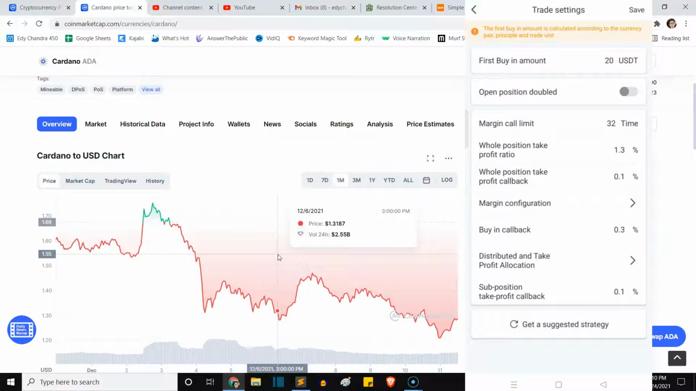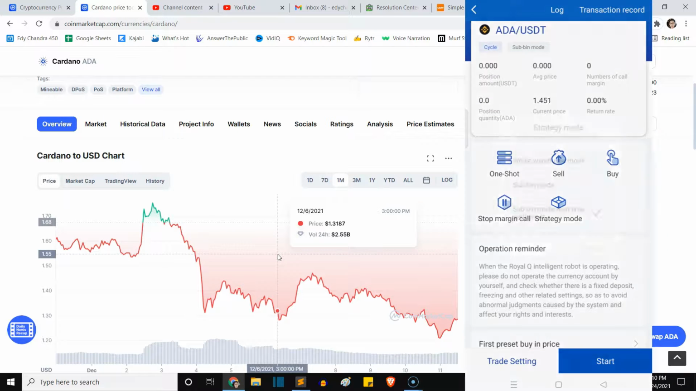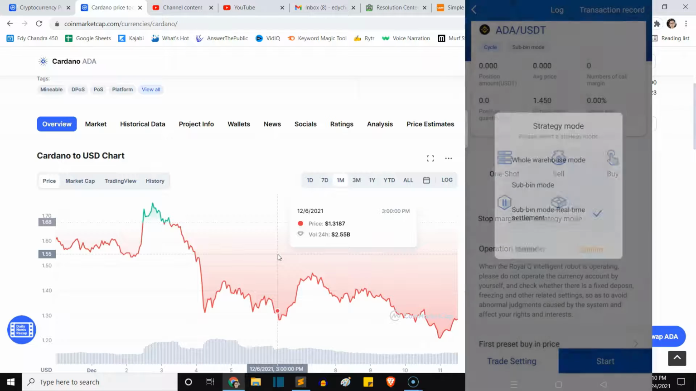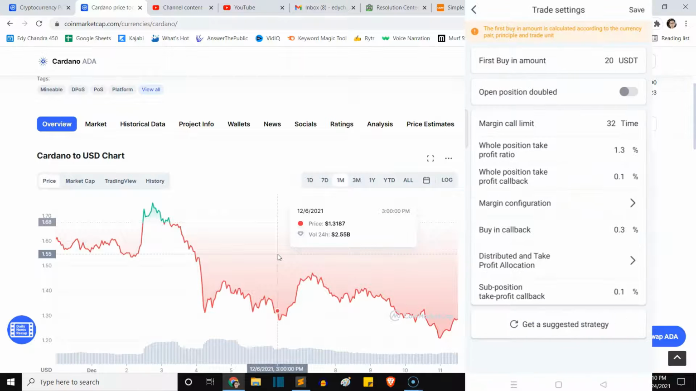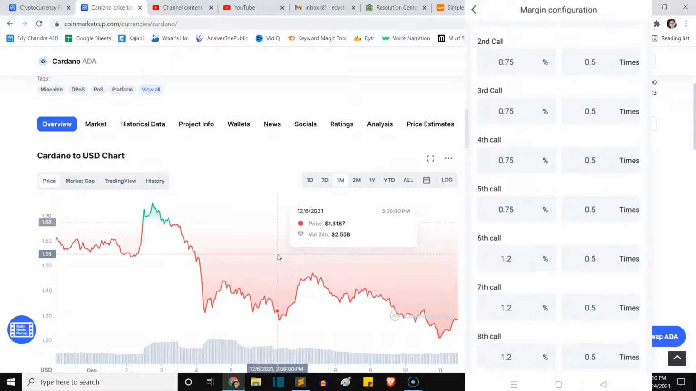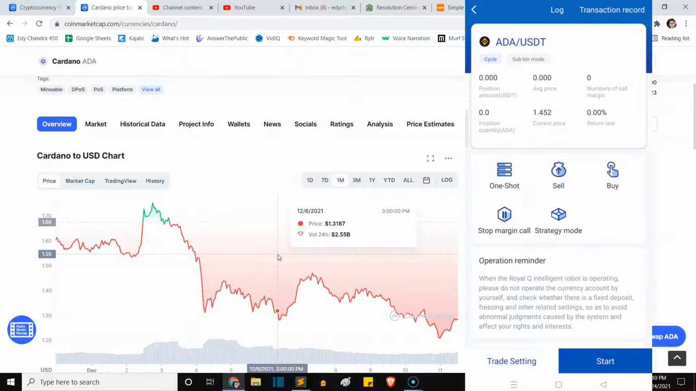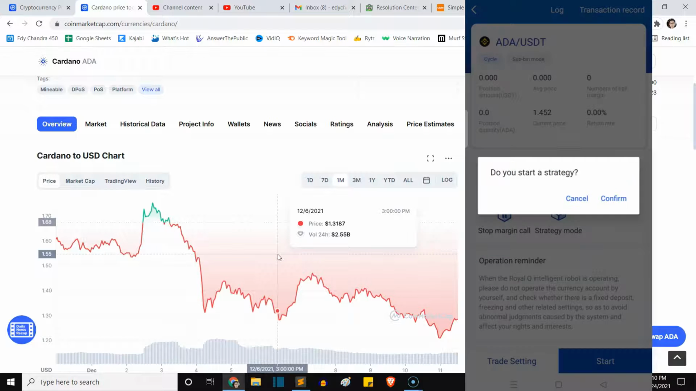And save it, guys. Save the settings. Make sure everything is correct. Strategy mode is correct. Sub-bin mode, real-time settlement. So everything looks good. All the numbers are what I want. I will save it again. And here I will just press start and confirm.